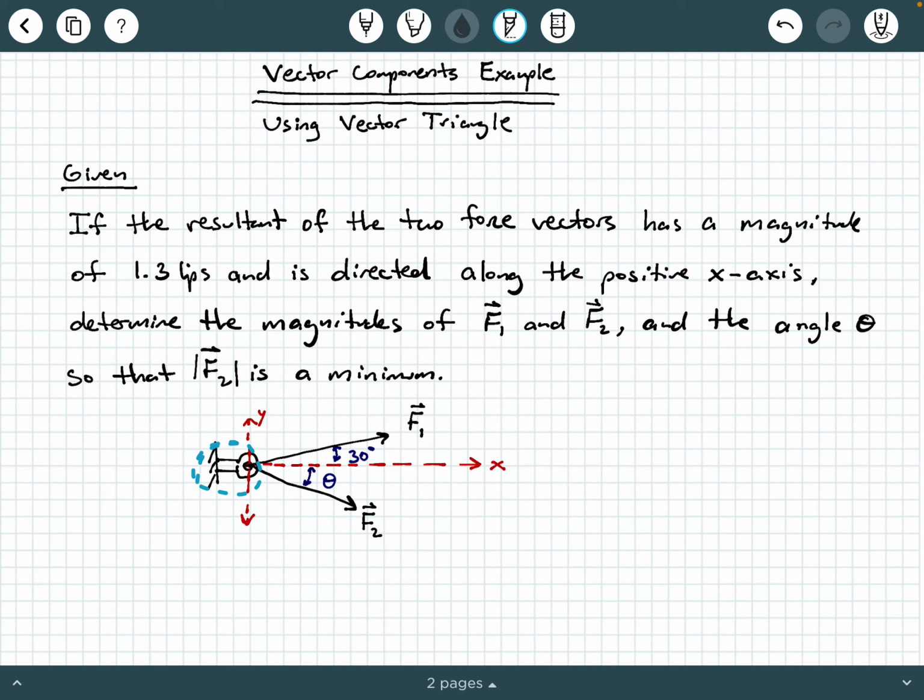Here we have this eye bolt that's subjected to two applied forces. F1, which is at a 30-degree angle measured from the positive x-axis, and F2, which is at an angle theta measured also from the positive x-axis, but in quadrant 4. Okay, so how do we go about analyzing this?